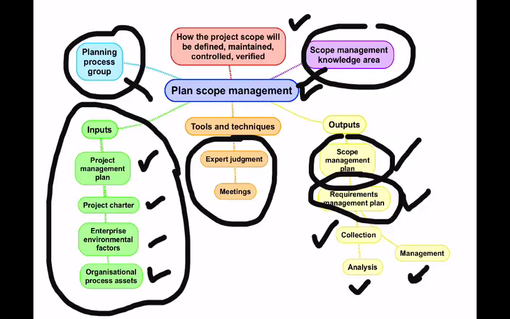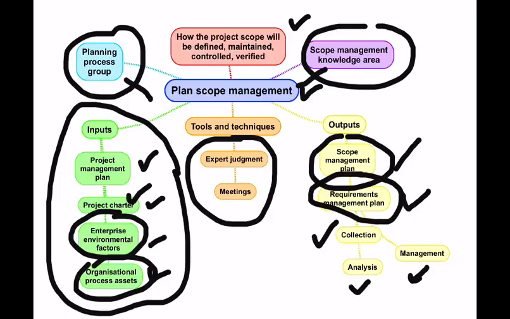So we said that plan scope management belongs to the scope management knowledge area, and it belongs to the planning process group. And the inputs for plan scope management are project management plan, project charter, enterprise environmental factors, and organizational process assets. And the tools and techniques are expert judgment and meetings, and the outputs are the scope management plan and requirements management plan. And the requirements management plan contains the collection methods, the analysis, and the management of requirements.